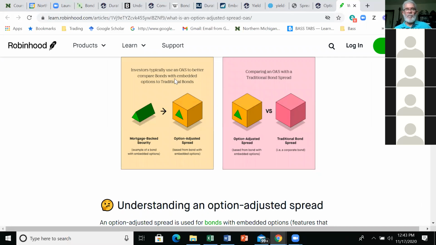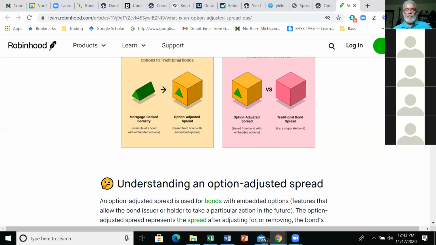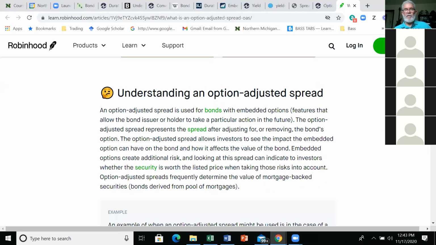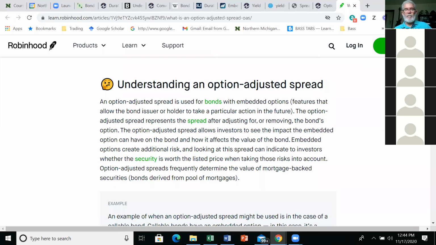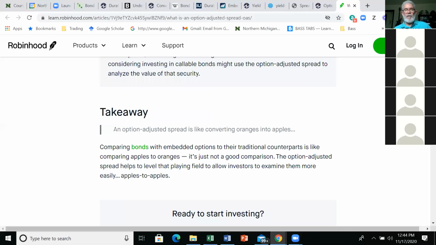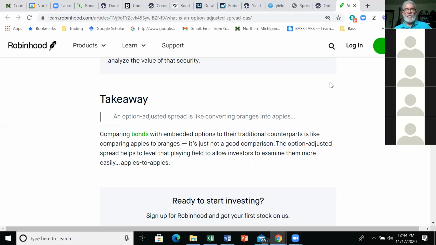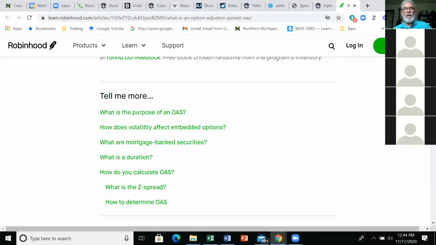We use OAS to better compare bonds with embedded options to traditional bonds. So mortgage-backed securities are subject to call because as interest rates fall, the people that have mortgages that are included in these packages refinance. There's a lot of refinancing going on these days. All right. There you go. An option adjusted spread is like converting apples into oranges into apples. I'm sure that'll be a test question on the final. I'm just kidding.